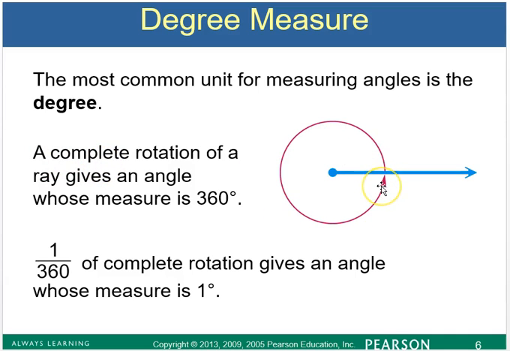Depending on which way we rotate that terminal side, it is going to give us a positive angle or a negative angle. A positive angle is when we rotate that terminal side counterclockwise. And then we get a negative angle when we rotate it clockwise.